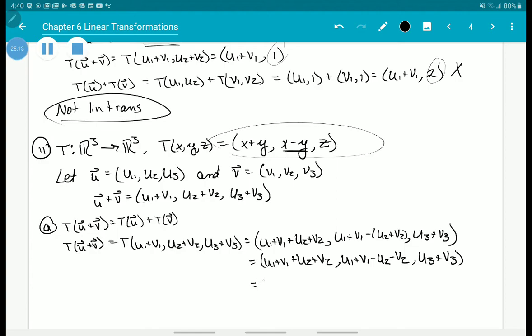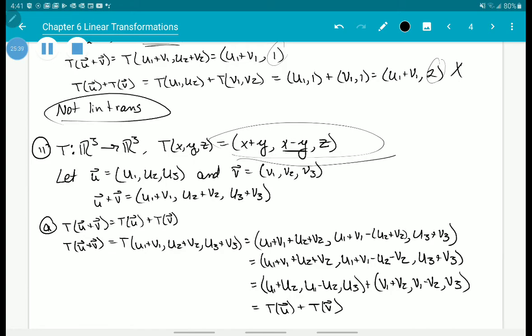So I'm going to do some rearranging here. I'm going to group my U terms together, plus, and then group my V terms together. And we can see this is the transformation of U, and this guy is the transformation of V under that definition. So that first axiom works out fine with no problem.